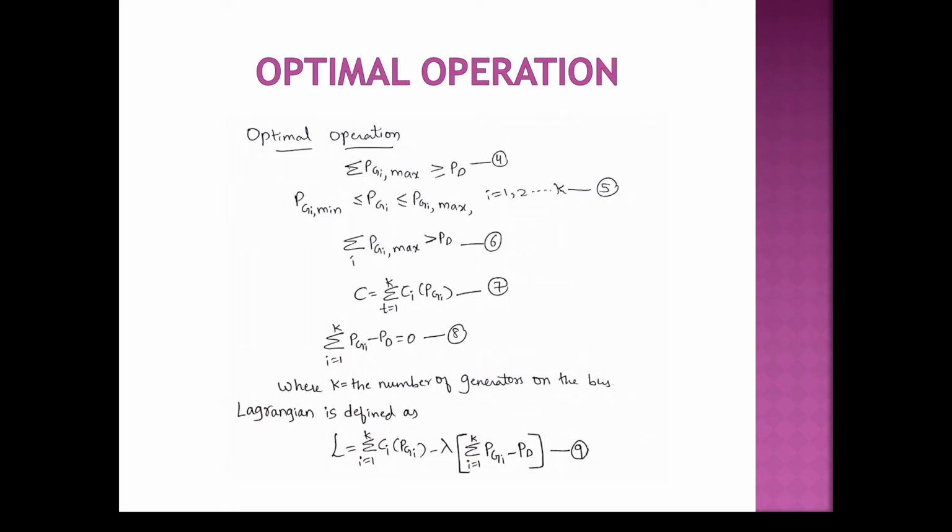So the optimal manner in which the load demand PD must be shared by the generators on the bus is by minimizing the operating cost. C will be equal to what? Summation i equal to 1 to K Ci PGi.